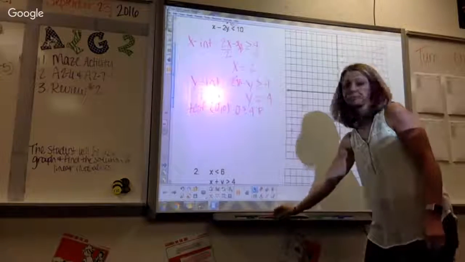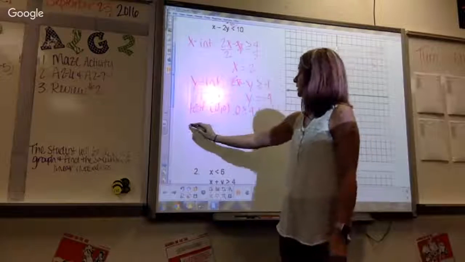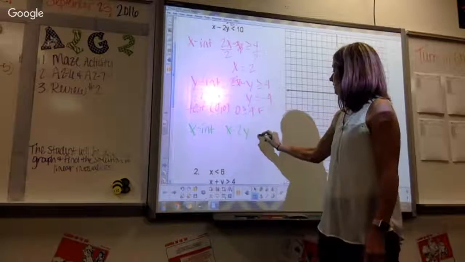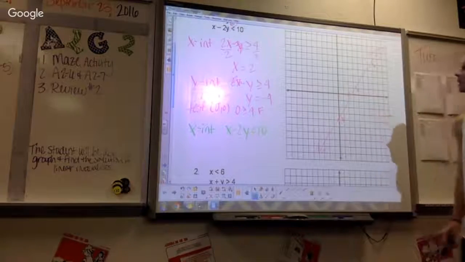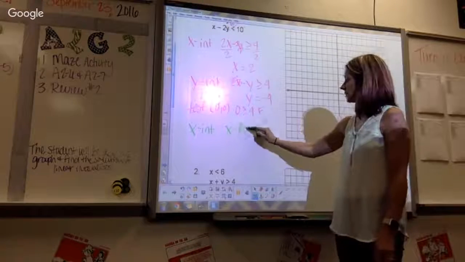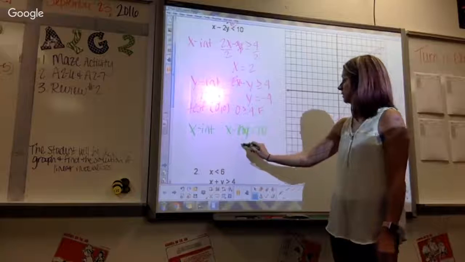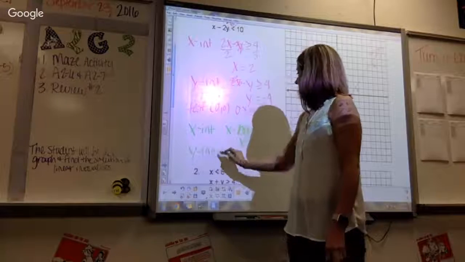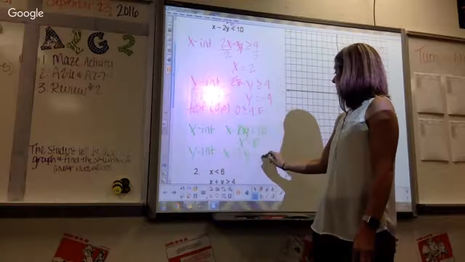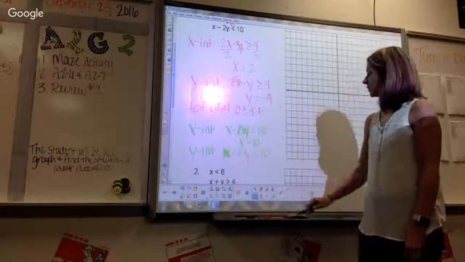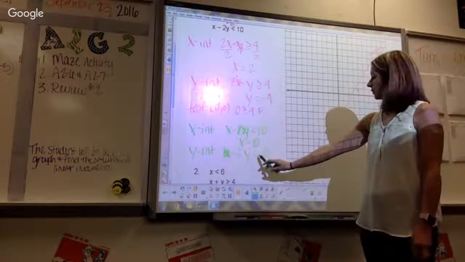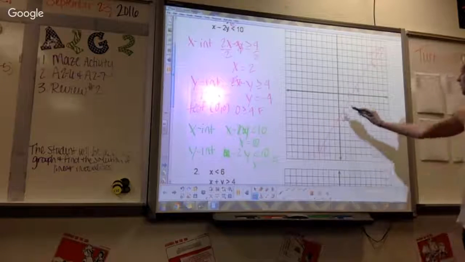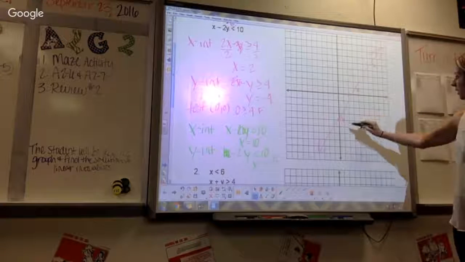So then I'm going to look at my next inequality. So that second one is x minus 2y is less than 10. And I'm going to find the x-intercept. So I know y is 0. So the x-intercept would be 10. And then the y-intercept, x minus 2y is less than 10. We know x is 0. So notice we have negative 2y will be equal to 10. So y would be equal to negative 5. So that would be your y-intercept. So x is 10. Y is negative 5.